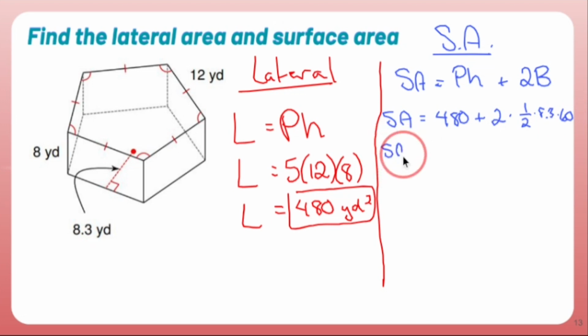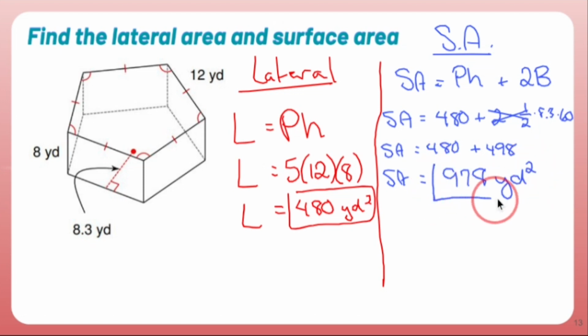So my surface area is going to be 480 plus 2 times 1/2 times 8.3 times 60. I'm going to go off to the side and figure out what that is. The calculator says it's 498. Add these two together, and you get 978 yards squared, because area is square yards. There you have it. Pentagonal prism, lateral and surface area.